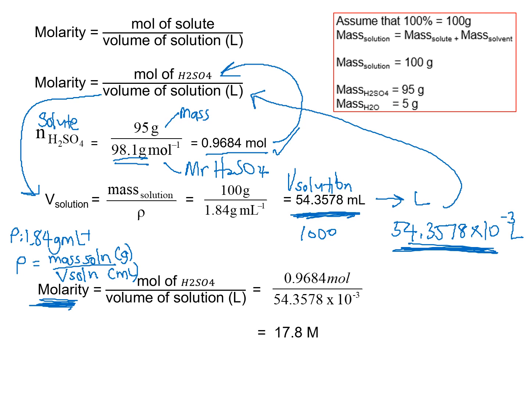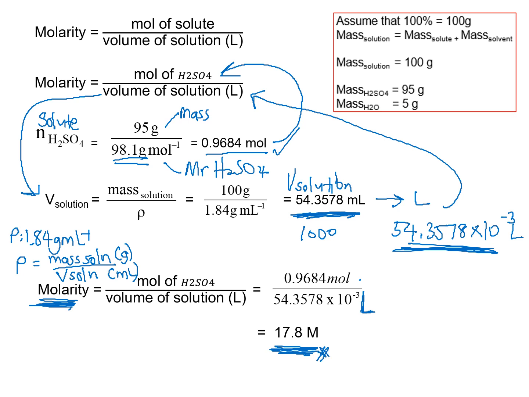dapat tadi, which is number of mole of solute adalah 0.9684 mole. Volume of solution pula adalah 54.3578 times 10 to the power of negative 3. Unit apa unit? Unit liter ya. Okay, so you akan dapatlah the molarity of H2SO4 adalah 17.8 molar.